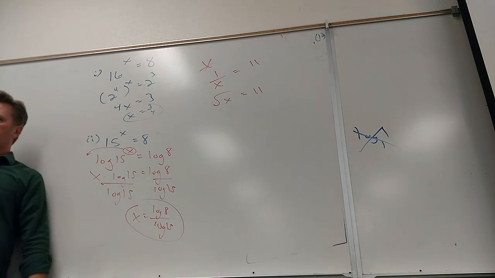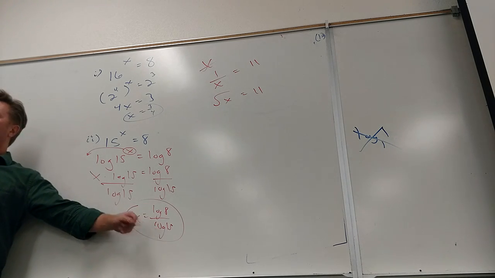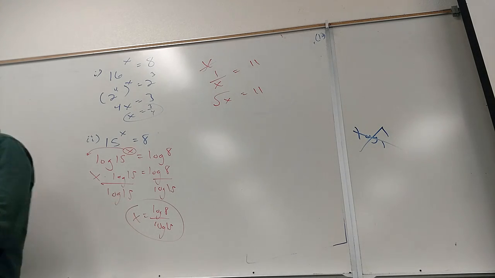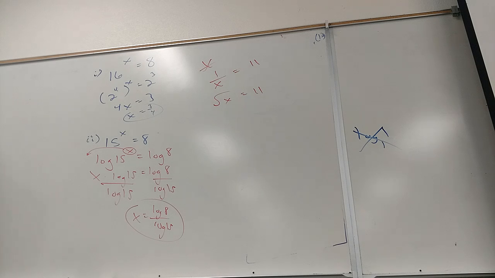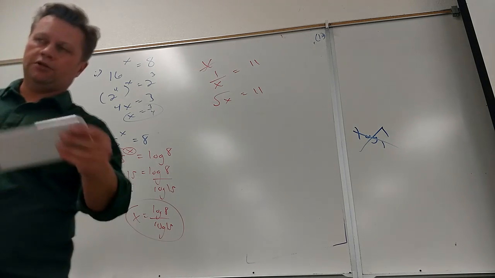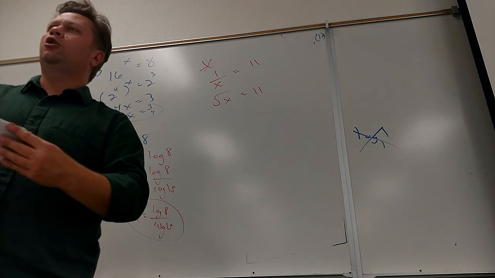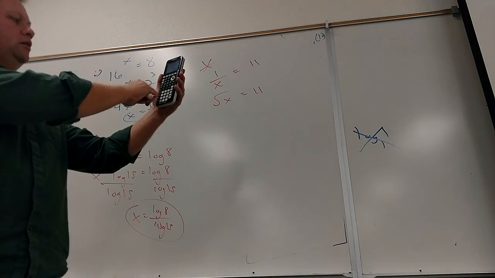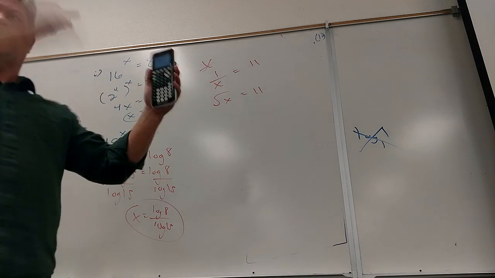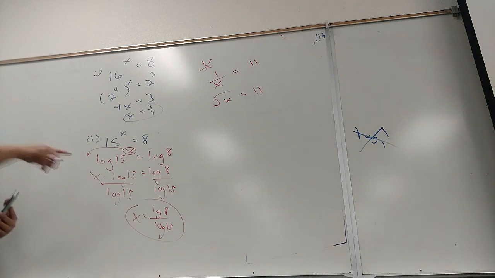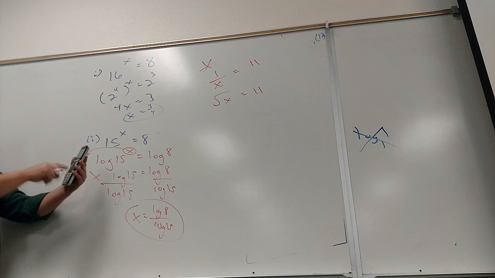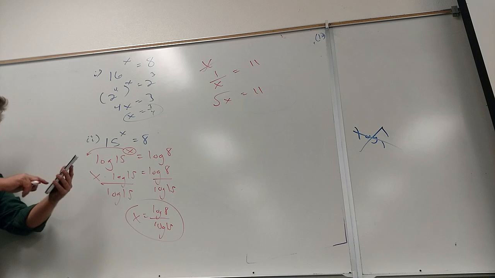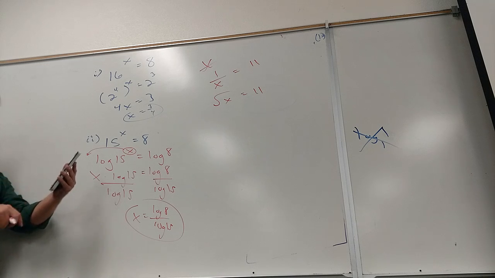Answer. Now you can put it in your calculator. Those of you that have a calculator, you've got to be a little careful when we do this. When you hit the log button, it opens a parenthesis for you. So if I want to put this in the calculator, I've got to do log 8 close parenthesis, divided by log 15 close parenthesis.